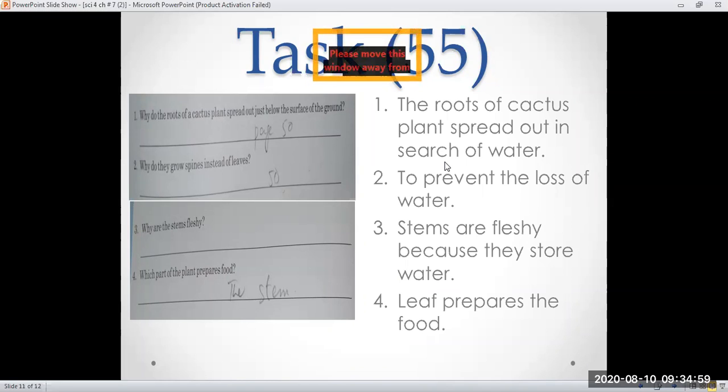Teacher, so next, yes. Do we also have to write these answers that are written here? Yes, you are going to write down these answers on your book, page number 55 and 56. There is a task question answer, so you can write it there.